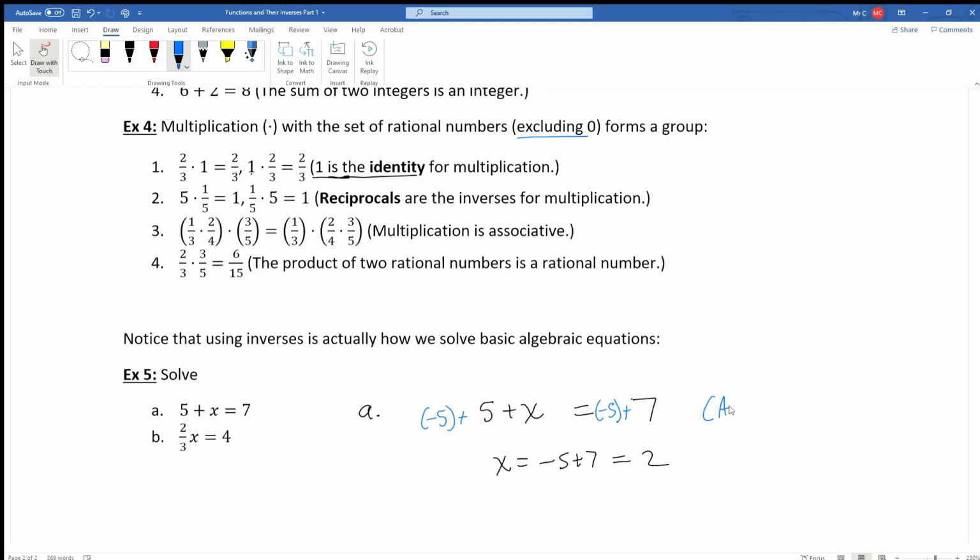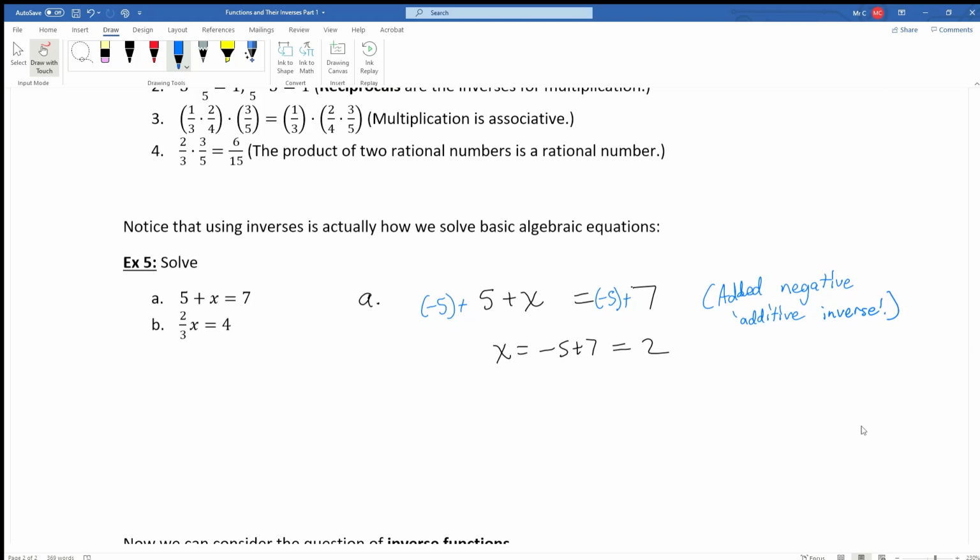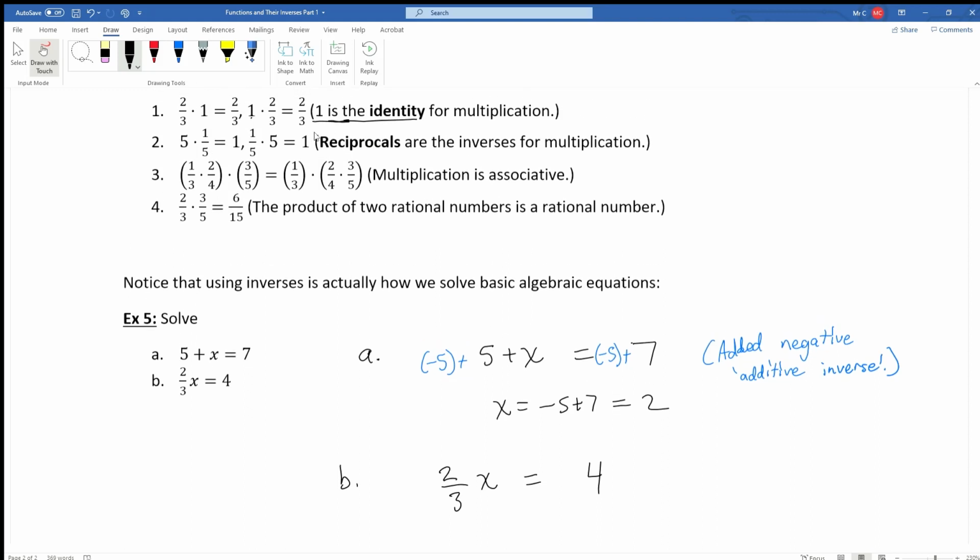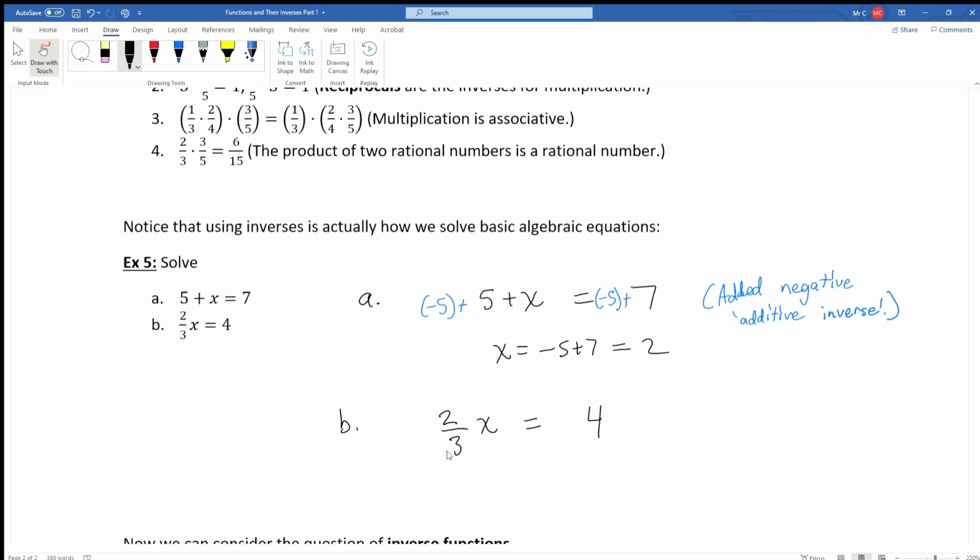Right? So what did we do here? We added a negative, which is, in other words, an additive inverse. And if we look at this example B here, it's the same kind of idea. See, solving these addition equations or these multiplication equations, they're actually the same technique, even if it doesn't look like it. Right? So if I think of 2/3, well, what did we say? We said reciprocals are the inverses for multiplication. If I want to get rid of the 2/3, if I want to turn it into a 1, I multiply by the reciprocal 3/2. So that cancels and I get x equals 12/2, which is 6. Right? So in both of these cases, all we're doing is operating with inverses.